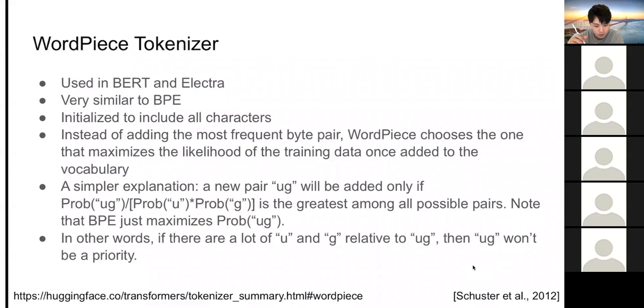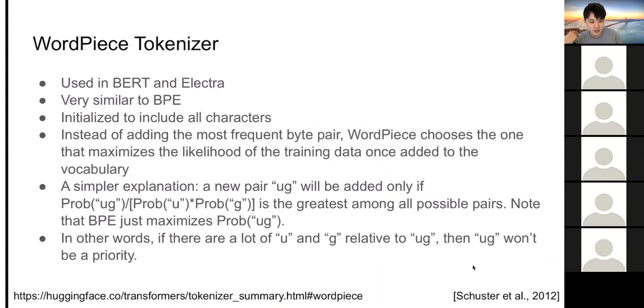So suppose you're thinking about adding a new pair UG, and in the original BPE, you'll be trying to add UG if and only if the occurrence of UG is very large. But now what you're trying to do in WordPiece is add it if and only if the occurrence of UG, which can be thought of as the probability of UG in the training corpus, divided by prob U and prob G, is the greatest. In other words, if there are a lot of U and G relative to UG, then combining UG won't be a priority. So you're only adding it if there is a relatively small number of U and G, but there are a lot of UG co-occurrences. So that's the key difference between the WordPiece tokenizer and BPE.